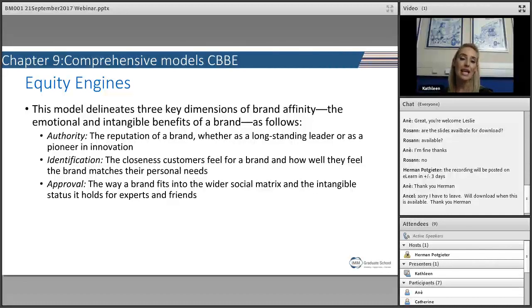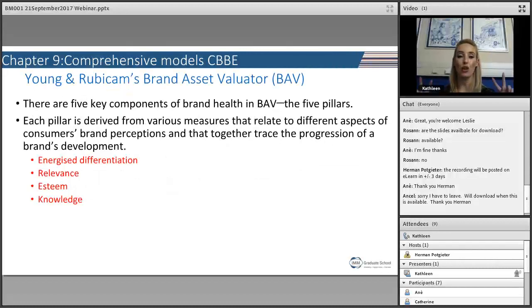We also have equity engines. The equity engine basically measures a brand on 3 different aspects. They measure whether customers feel like the brand has authority, if it is like a leader in the field. They look at whether they identify with the brand, or how close they feel to the brand. And then they look at approval. In other words, do they feel that they would get approval from their peers or society if they are shown to use the brand?